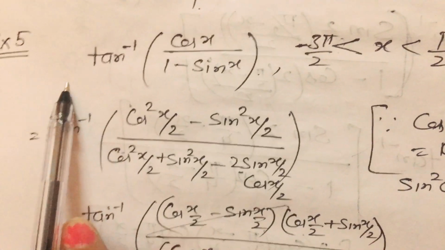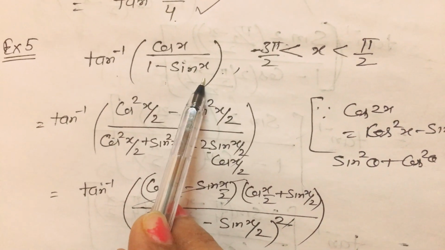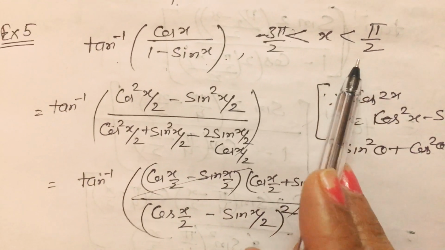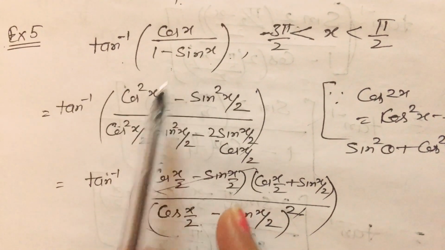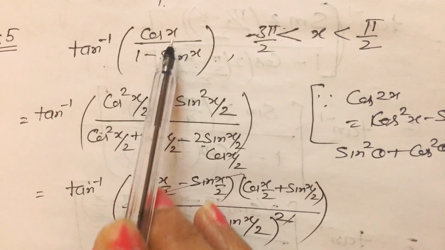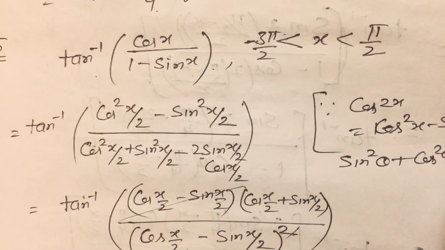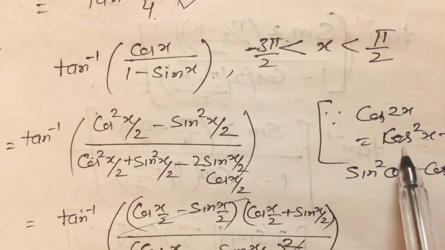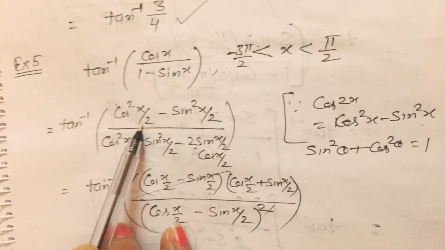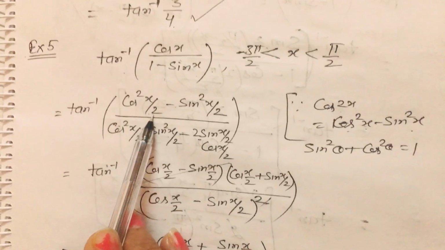So now look at example number 5. Tangent inverse of cos x upon 1 minus sin x, where x lies between minus 3pi/2 to pi/2. So this is also a very important question. We know that cos 2x is equal to cos square x minus sin square x. So here we take x/2: where we have 2x, we take x, and where we have x, we take x/2.